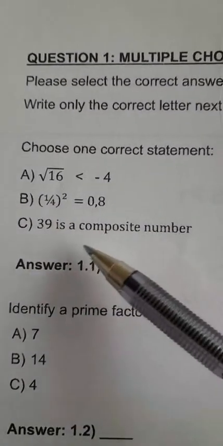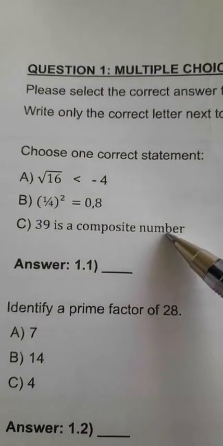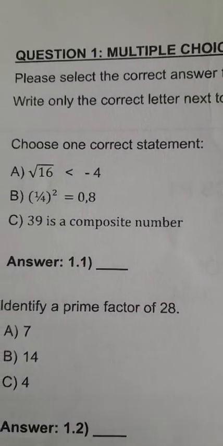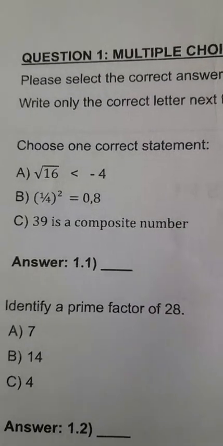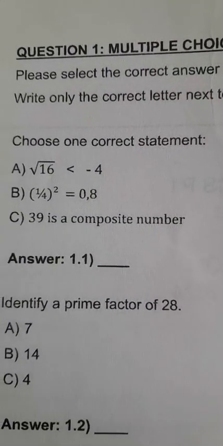39 is a composite number. Now let's look at the theory. What is a composite number? A composite number is a number that has more than 2 factors. Are we together? A composite number is a number that has more than 2 factors. So if you look at 39, what are the factors of 39?